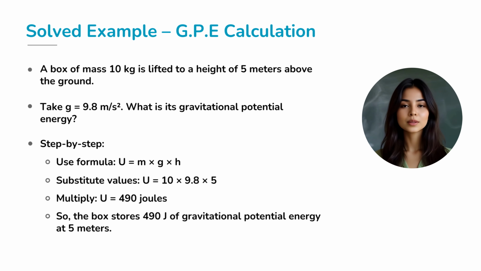Let's try an example. Suppose a 10-kilogram object is raised to a height of 5 meters. To calculate the gravitational potential energy, we use U equals m into g into h. That's U equals 10 into 9.8 into 5, which equals 490 joules. So the object now has 490 joules of stored energy because of its height. This energy can be used to do work, like turning a wheel or powering a pulley system.